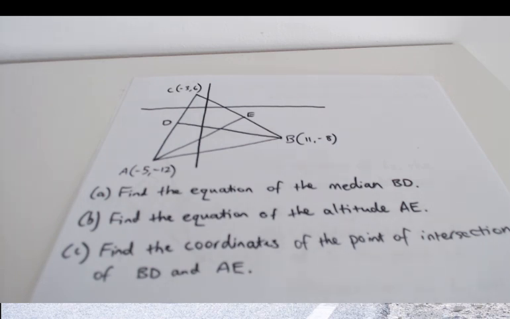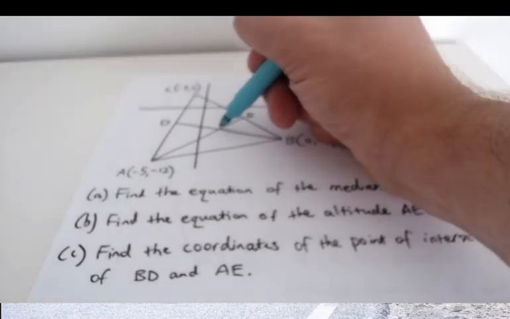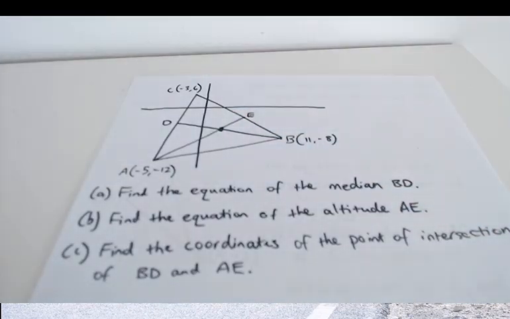Part A, find the equation of the median BD. Part B, find the equation of the altitude AE. And part C, find the coordinates of the point of intersection. It wants to know where do these two lines cross. So we'll start with A, which is the median BD.